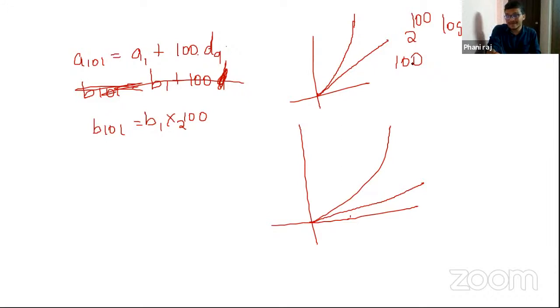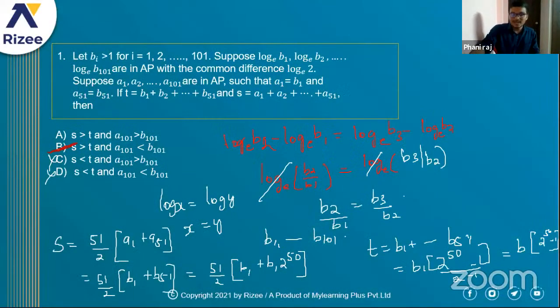How big is 2 power 100 compared to 100? 2 power 7 itself is 128, compared to 2 power 100. And log 2 is greater than 1. This is much higher than 100. So what I'm saying is, do not waste your time on computing what A101 and B101 are. You'll get the same answer. But when you see exponent, without any second thought, that would be greater. This is a trick. So please don't waste your time and put option B as the answer.